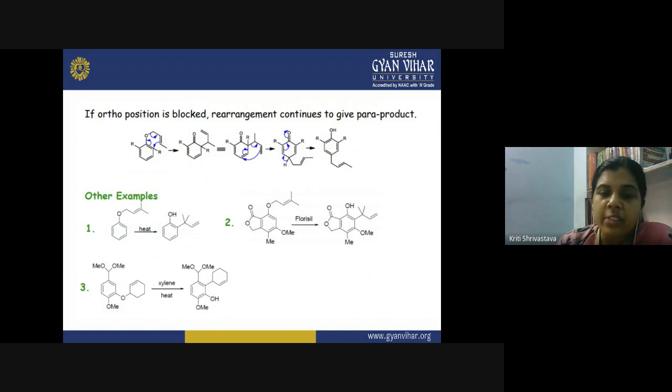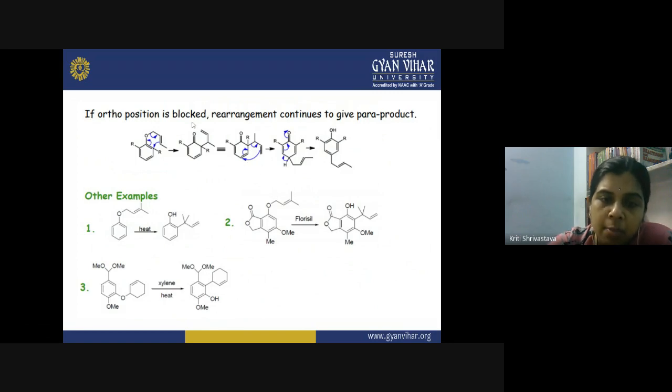But the major difference between the two is that when the ortho position is free for this type of sigma tropic shift, you will see the inversion of the configuration, right? But when the ortho position is blocked, then the rearrangement will take place twice. Like you can see here, first it will come to the ortho position, but because the ortho position is not free, again it will come to the para position.